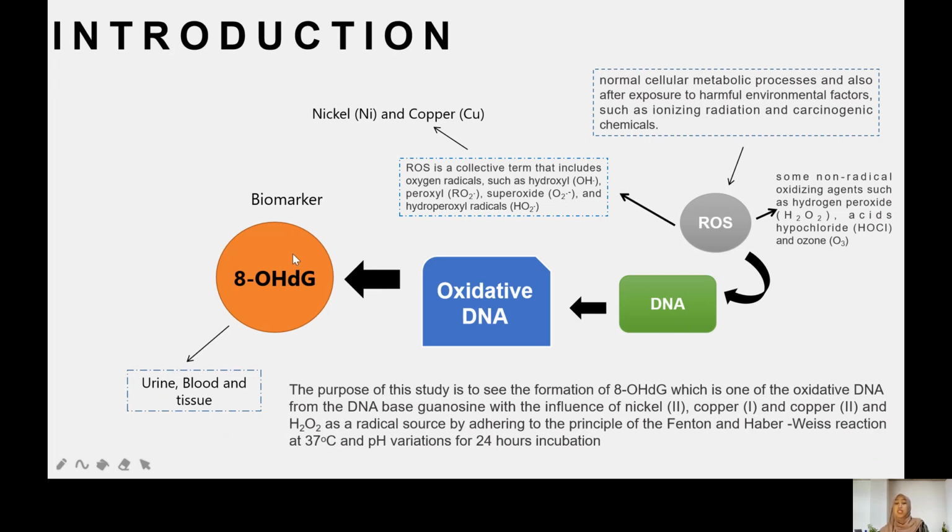And 8-OHdG is a product of oxidative DNA damage caused by attack by reactive oxygen species, or we can call ROS. So ROS are generated during normal cellular metabolic processes and also after exposure to harmful environmental factors such as ionizing radiation and carcinogenic chemicals. And ROS is a collective term that includes oxygen radicals such as hydroxyl, peroxyl, superoxide, and hydroperoxyl radical.